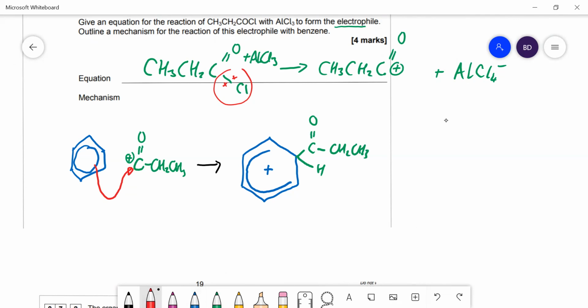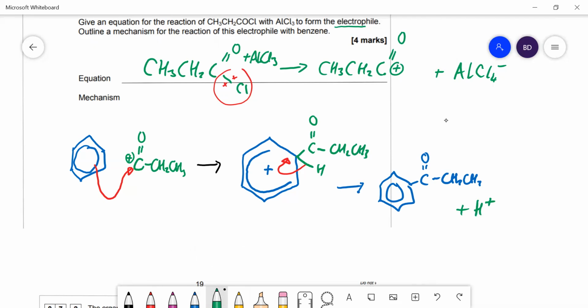And then the final step in the mechanism is the pair of electrons go back in the delocalized system there. So you're going to form the product. And you'll also get a proton. Okay, so that is it, and the name of the mechanism, they don't ask the name, they quite often do, but they're not asking for it there. So that's 4 marks, 1 for the equation and 3 for the mechanism probably.